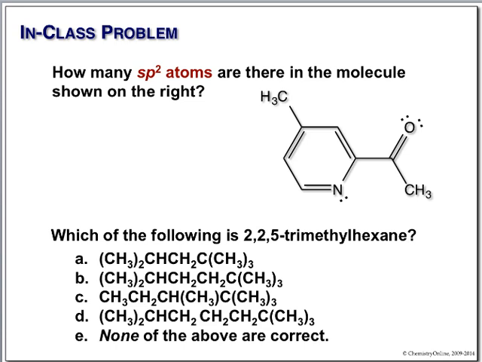As I count, I can start anywhere. Going around the ring, these are all sp squared atoms. The carbon of the carbonyl and the oxygen are both also sp squared. This pair of electrons on the nitrogen, because it is also trigonal, is exactly in the ring plane here, pointing out this direction.